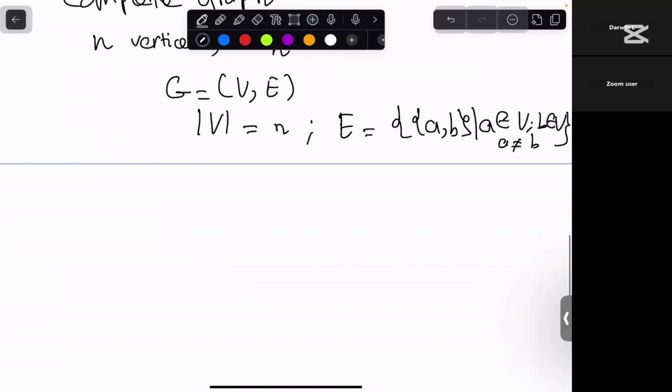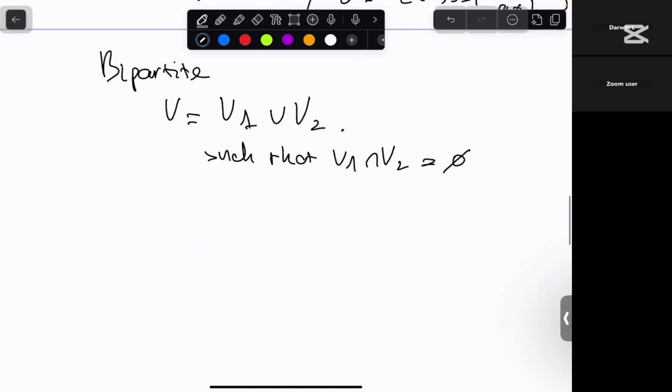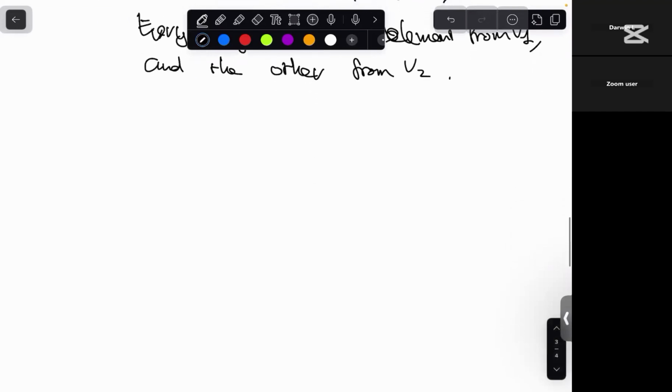Another special graph is the bipartite graph. A bipartite graph is a graph where the group of vertices can be divided into two groups, V1 and V2, such that the intersection of V1 and V2 is an empty set. The special thing about a bipartite graph is that every edge has one element from V1 and the other from V2. For better visualization, I will draw a picture like this.